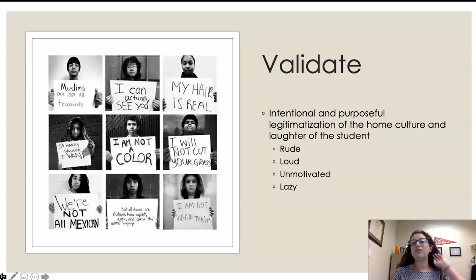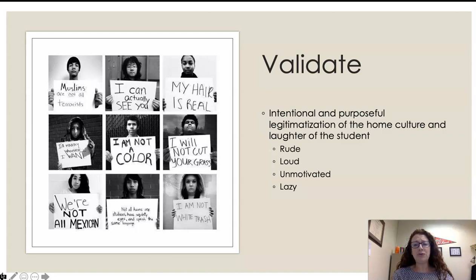So let's talk about validation first. Validation is the intentional and purposeful legitimization of home culture and language of the student. My apologies for that typo. It should be language. So this is where we need to validate that whatever home culture your student is bringing into the classroom, whatever that might be, that is a good thing. It's not a bad thing. Some cultures in U.S. mainstream culture could be considered rude, loud, unmotivated, or lazy. And we want to make sure that those students know that that's not how we feel about them.